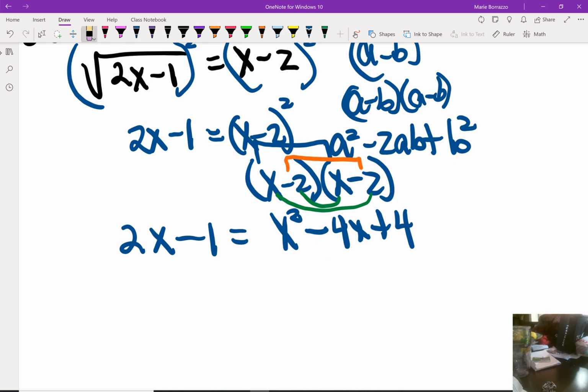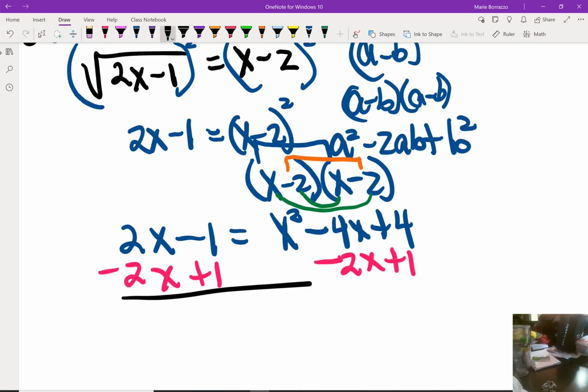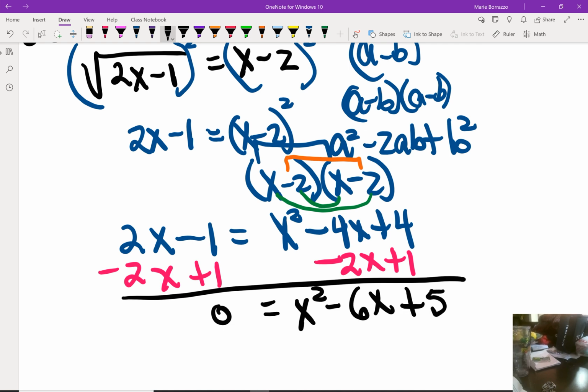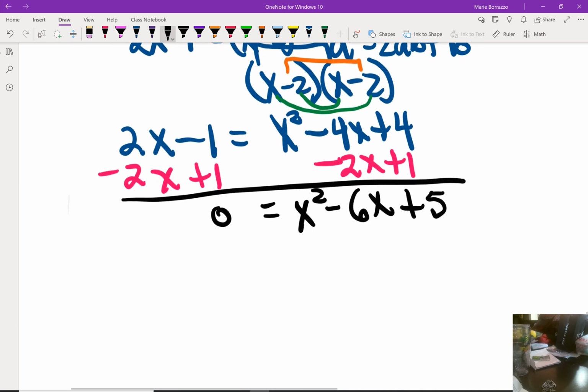All right, that's wonderful. So now we need to basically move stuff around. I'm going to go ahead and subtract the 2x and add the 1. I'm going to subtract the 2x and I'm going to add this 1. And now I'm left with 0 is equal to x squared minus 6x plus 5. All right, and now I can factor that.